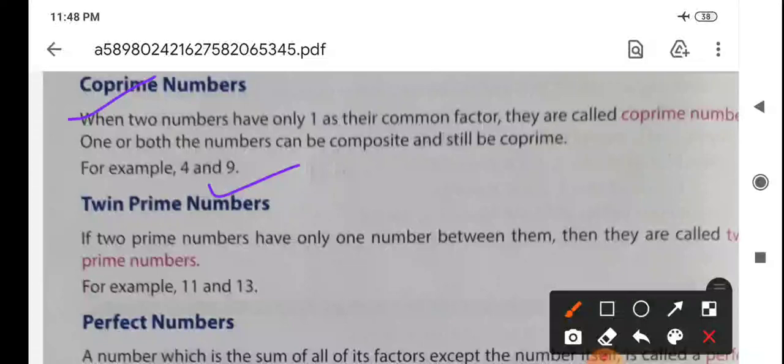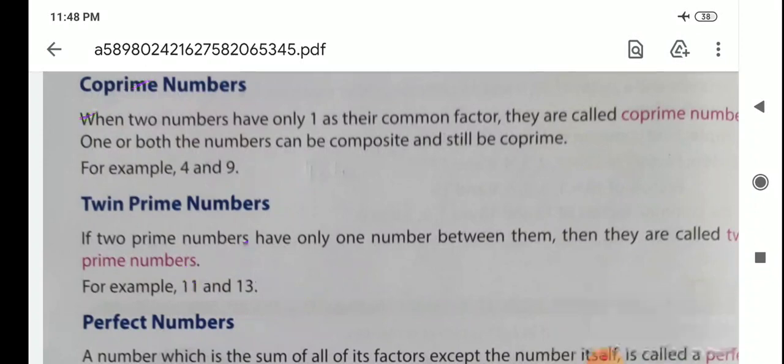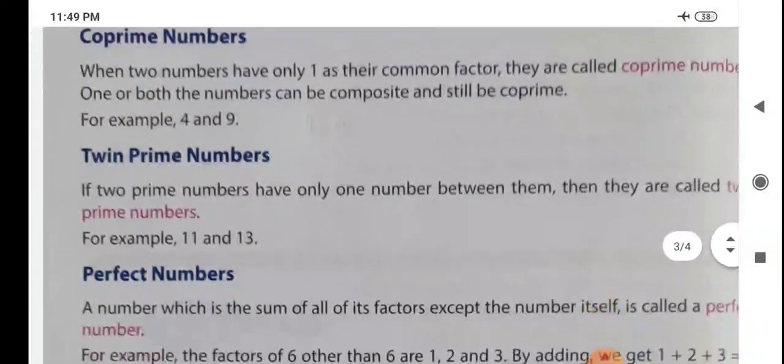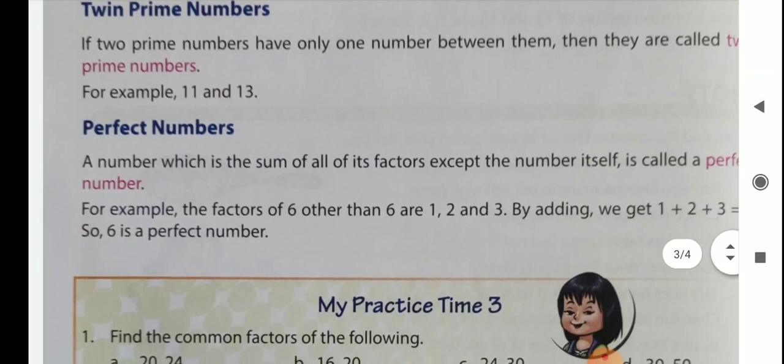Then twin prime numbers. If two prime numbers have only one number between them, then they are called twin prime numbers. Here 11 and 13 both are prime numbers. Okay? And they have only one number between them, that is 12. So 11 and 13 are twin prime numbers.